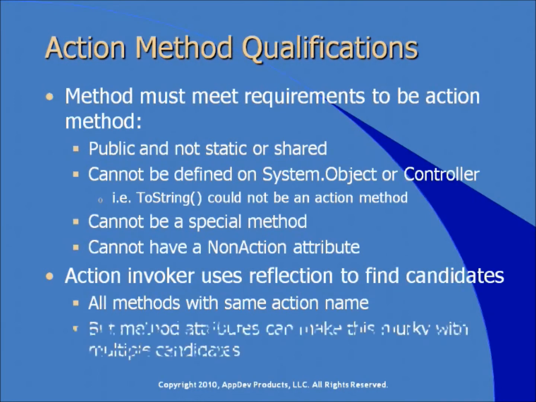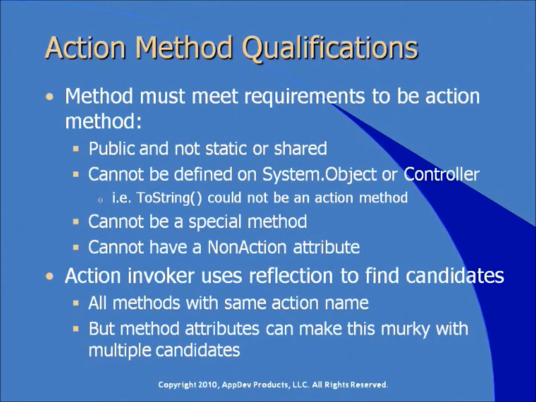But here's where things get a little bit murkier. Through the use of attributes on those methods, there could be multiple methods with the same name, but the action name could be different from the method name. And there may be a selector attribute that restricts what requests an action method can respond to. This can create a bit of a gauntlet the action invoker has to navigate to find the correct action method. So next what we're going to do is explore those action method features a little bit.